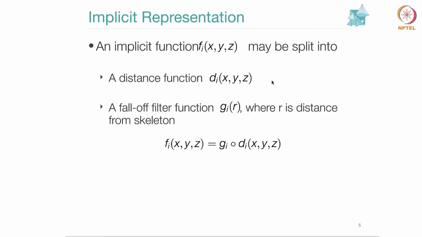So my final implicit function is a composition of the distance function and the fall off filter function, and it is given by g of d. So that's my implicit function f. The nature is still the same. g is a function that maps scalar to scalar, so R to R, and d is a function that maps R3 to R. So the eventual result is still the same, that is f is a function that maps R3 to R.